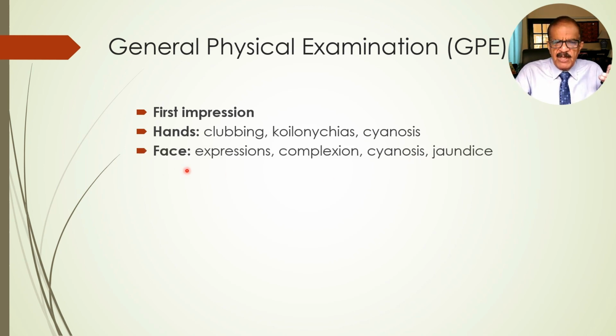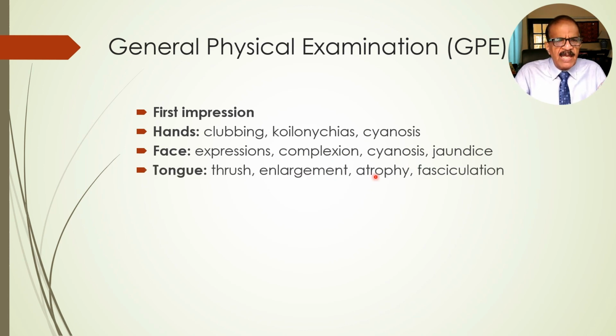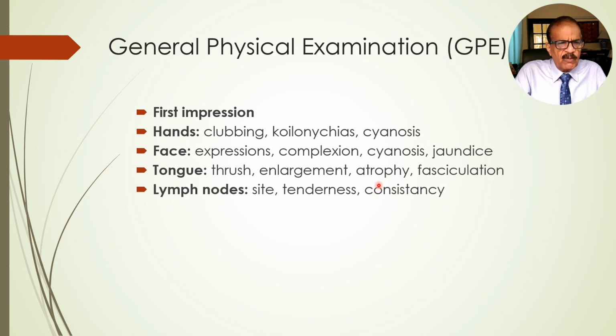Then you come to the face, the patient's expressions. Does the patient look ill or not? Complexion: pale complexion, yellow complexion, or cyanosis, or jaundice, or overall facies. Sometimes we can make almost a final diagnosis by just looking at the face. For example, a patient with myxedema, a patient with acromegaly. Then examine the tongue: if there is any thrush, white coating, enlargement, atrophy, fasciculation. I think these things can be noticed even during the normal interview.